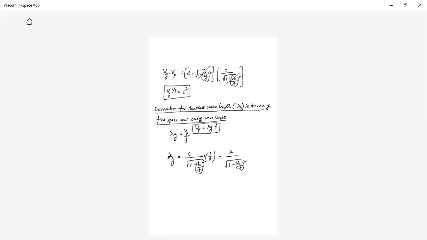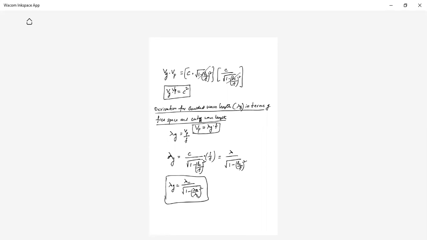Or if you want to write in terms of our free space wavelength and cutoff wavelength, you can write the guided wavelength lambda g as lambda by root of 1 minus (lambda by lambda c) whole square. It's very simple. This free space wavelength is lambda naught, and this is lambda g. So lambda g is equal to lambda naught by root of 1 minus (lambda naught by lambda c) square. This is the equation for guided wavelength.